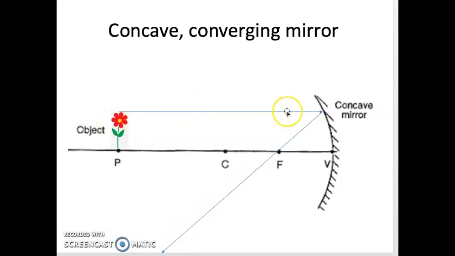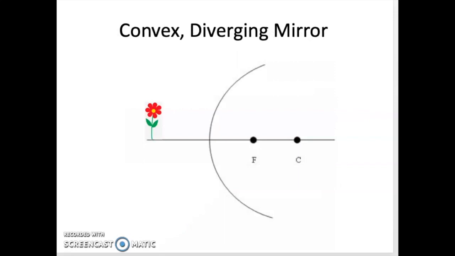I'm going to call this ray 1, and I'm going to leave it in blue. Ray 1 should leave the top of your object, travel parallel to the principal axis, and then out through the focal point. And if you need to pause this to draw this video, by all means, do that. Ray 1 is going to look exactly the same for a diverging mirror, with one small exception.